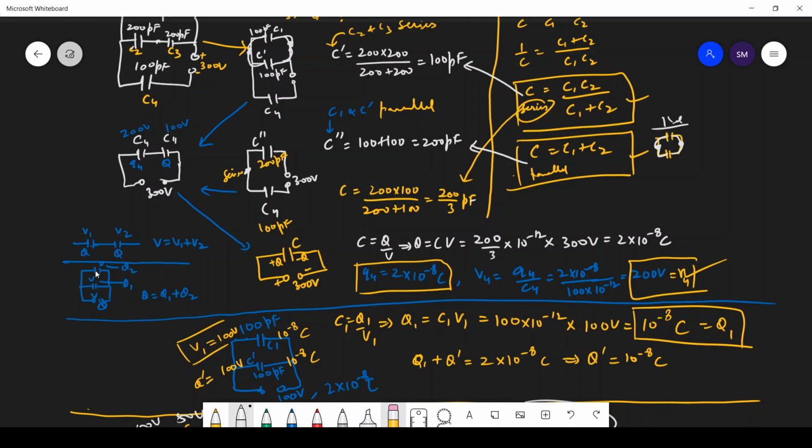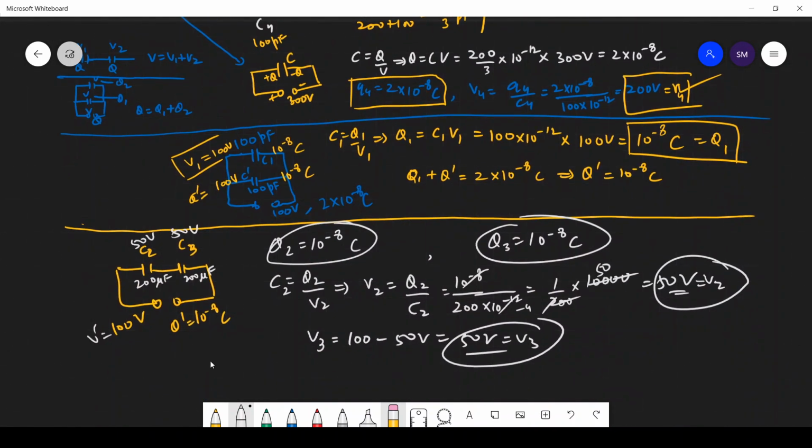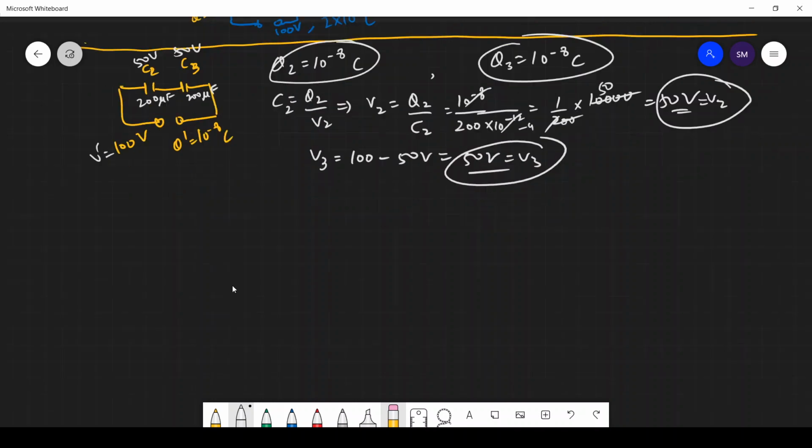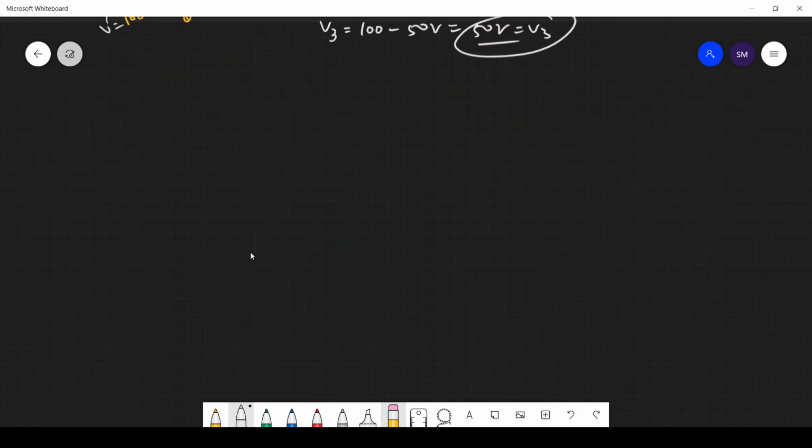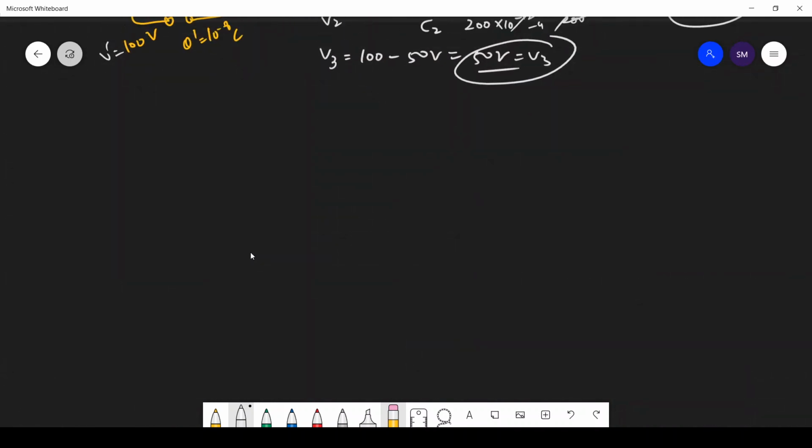And if the capacitances are in parallel, then the voltages will be the same. So you know the voltage, you know the capacitance, you can find the charge. So charge will be divided in parallel. So students, this way you can solve this question easily. Very important question. Concept wise also this is very important. This question was there in CBSE also.